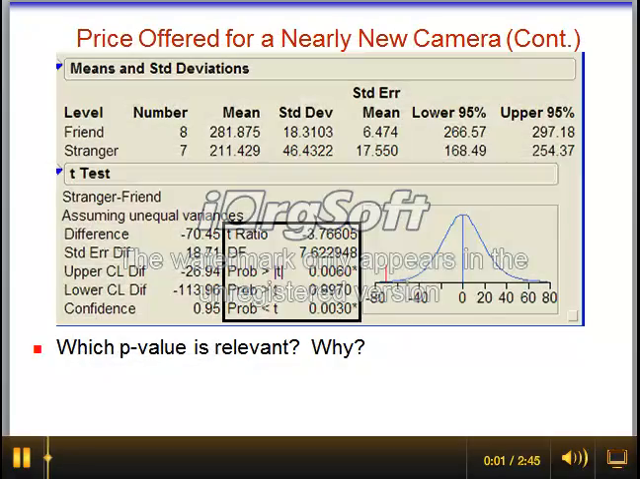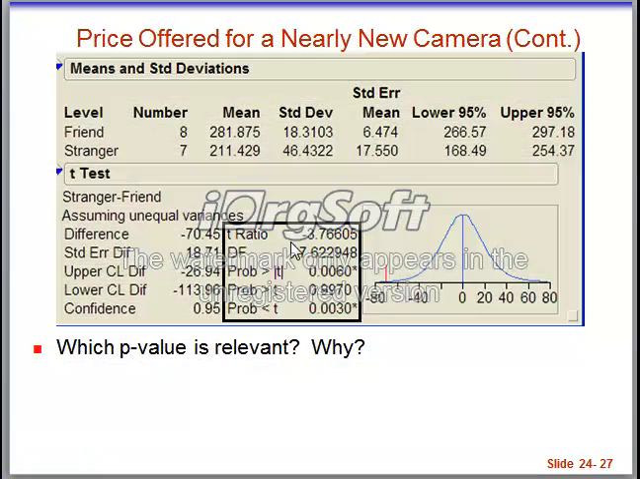I just wanted to add one or two more important things in here. To get this t ratio right here, we talked about the equation before, and it is the difference divided by the standard error. The difference of the two means, which is right here, divided by the standard error of the differences. So all you have to do is divide these two numbers.